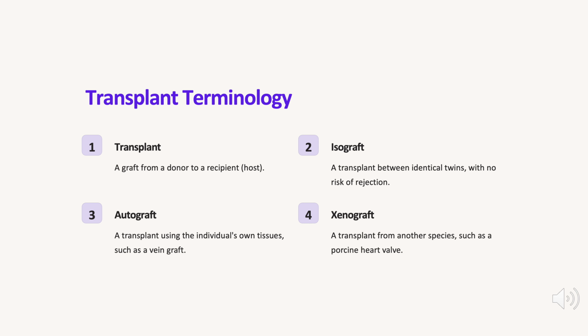3. Autograft. In an autograft, tissue is transplanted from one part of the body to another within the same individual. Common examples include skin grafts and vein grafts. 4. Xenograft. A xenograft involves the transplantation of tissue or organs from one species to another, for instance, using a porcine heart valve in a human recipient. Xenografts pose significant immunological challenges due to species differences.